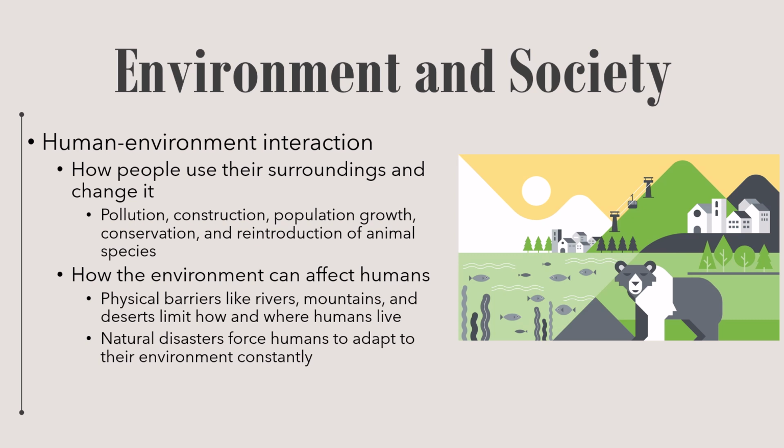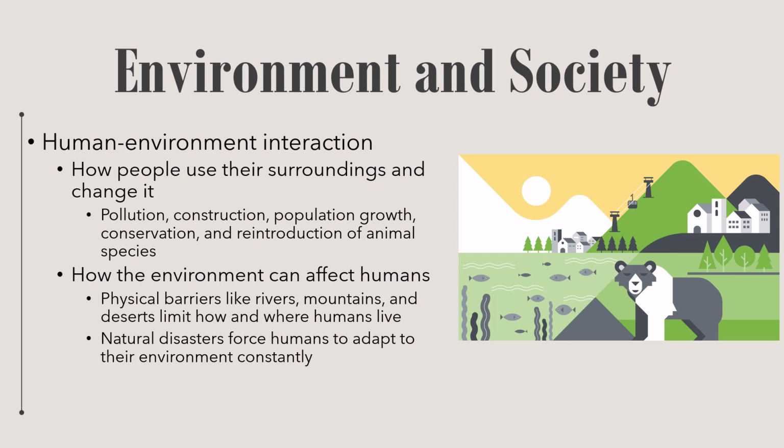And then in both the 6 elements and 5 themes, we have environment and society. The 5 themes calls it human environment interaction, but both of them are just looking at how people interact with the environment and vice versa. How does the environment cause humans to live a certain way or in a certain place? So we can look at how people change their surroundings. This can be positive or negative. So we pollute the air around us. We build buildings. We might have a lot of people in one area. We might try to conserve or reintroduce animals.